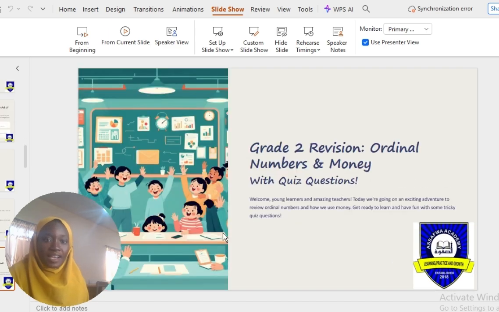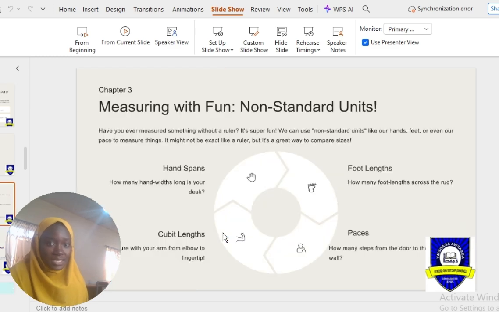Here we have our ordinal numbers. After the measurements, we looked at measuring with non-standard units, and we said what do we use for non-standard measure? We use our hands, we use our cubits, we use foot lengths, we use paces. In the absence of our standard units of measurement, that's our rulers, our meter rule, and so on.